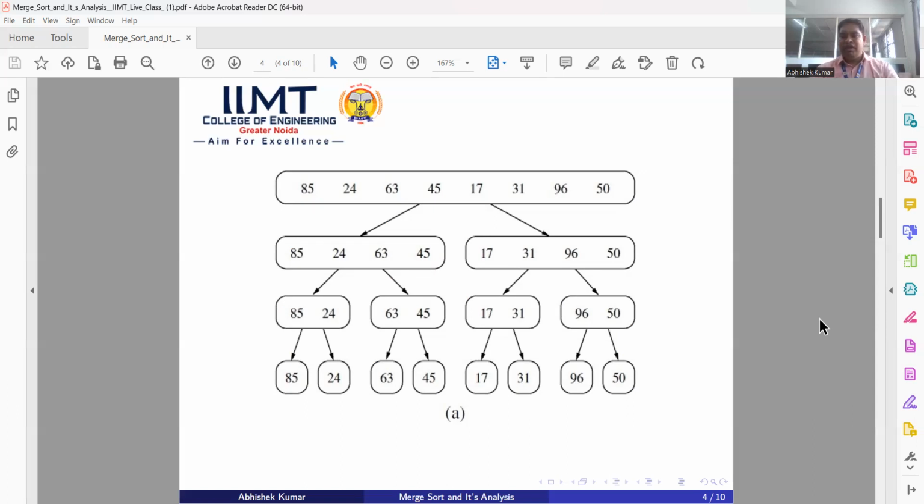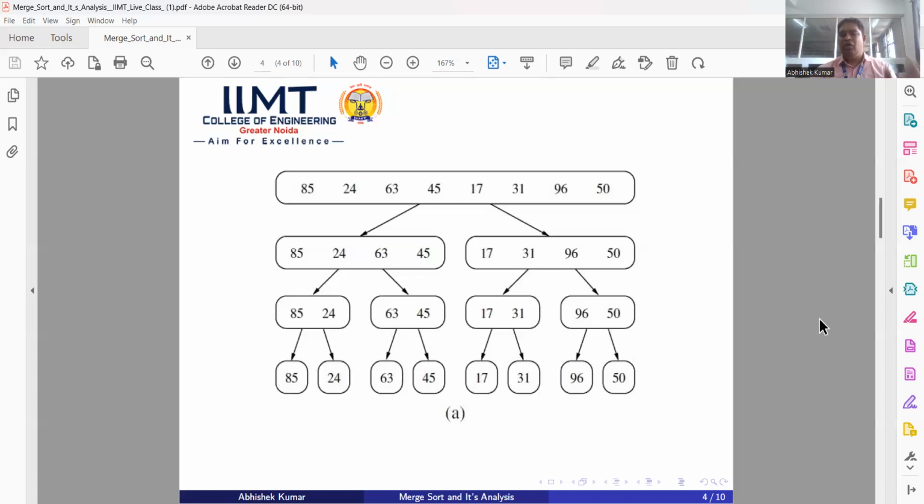Let's assume this is a sequence S. S has 8 elements. What was the condition when we can say that the sequence is already sorted? If a particular sequence has either 1 element or 0 elements, then we can say it is already sorted. But in this particular problem, the total number of elements is 8, so the sequence is not sorted. So we divide that problem into 2 equal halves. First of all, we find the mid value.